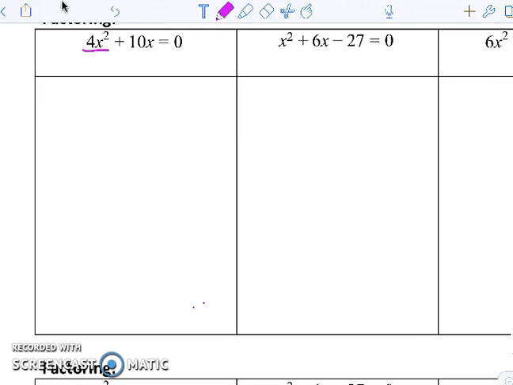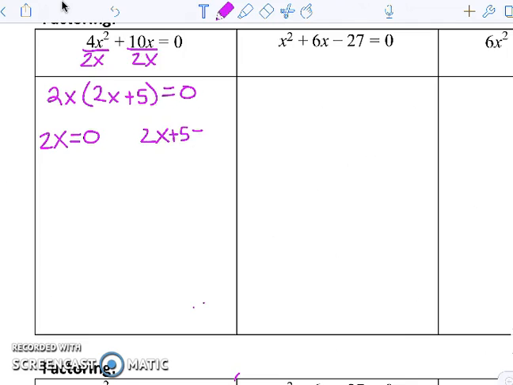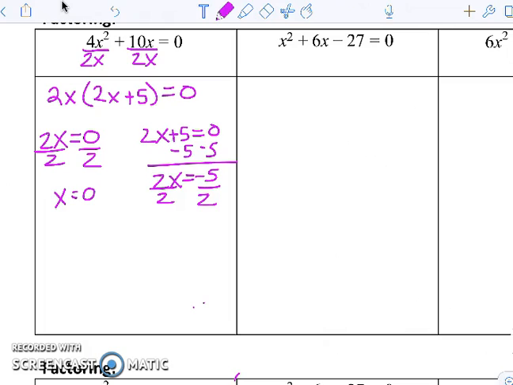10x. So I notice both of these we can divide by 2x. So it's kind of like we're going to undistribute the 2x. So we have 2x times (2x plus 5) equals 0. So now it's factored, so we set each part equal to 0. 2x equals 0, or 2x plus 5 equals 0. And if we solve those, divide by 2, we have x equals 0, minus 5 both sides, 2x equals negative 5, divided by 2, so we have x equals negative 5/2.